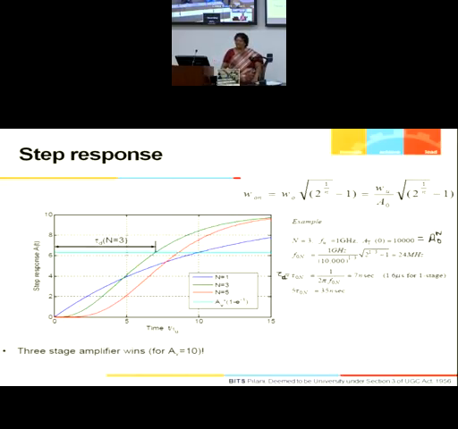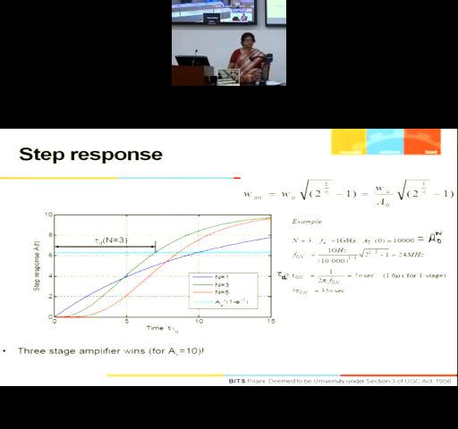Now, if we want to know how much n I should take, is it beneficial for me to choose n very high? Is it beneficial? So I try to plot. For different values of n, I try to plot the step response with respect to time. That is the linear settling time I am plotting.